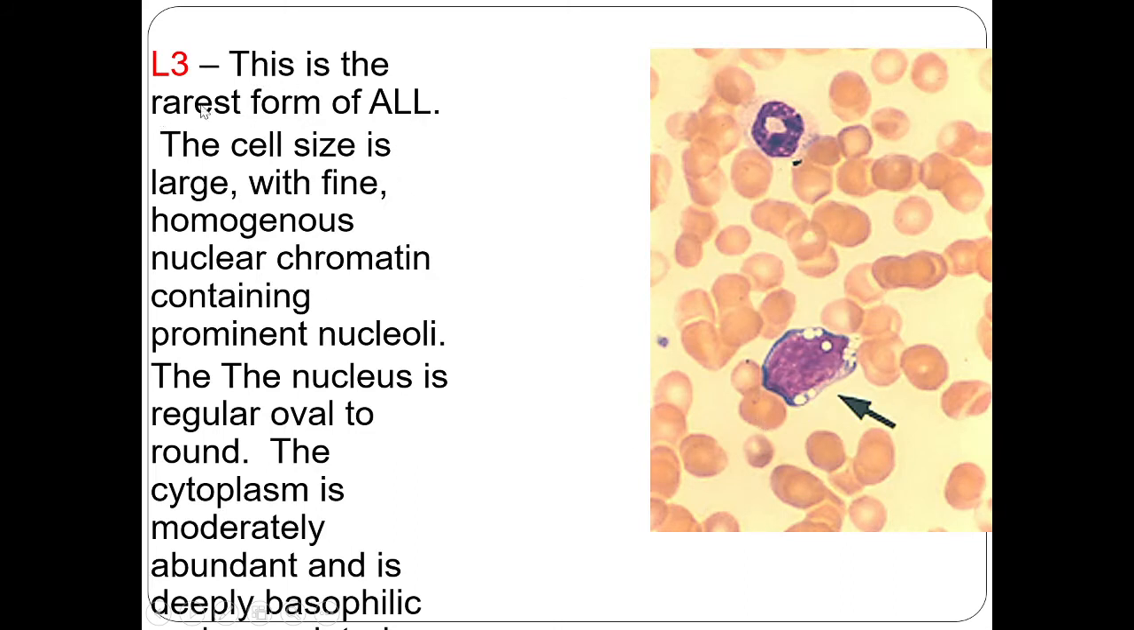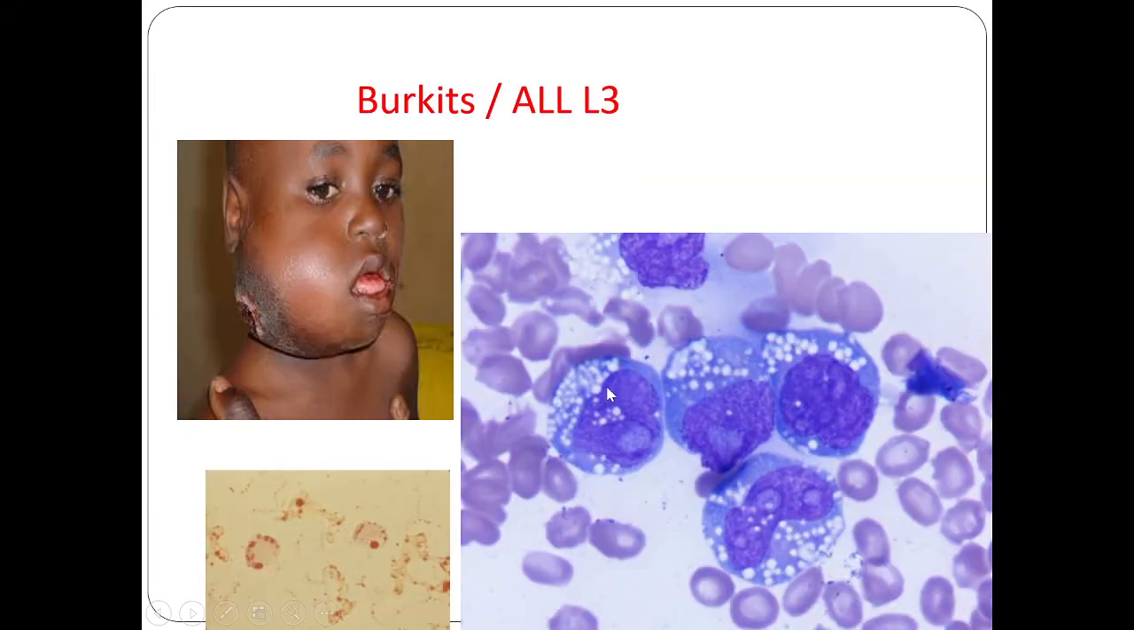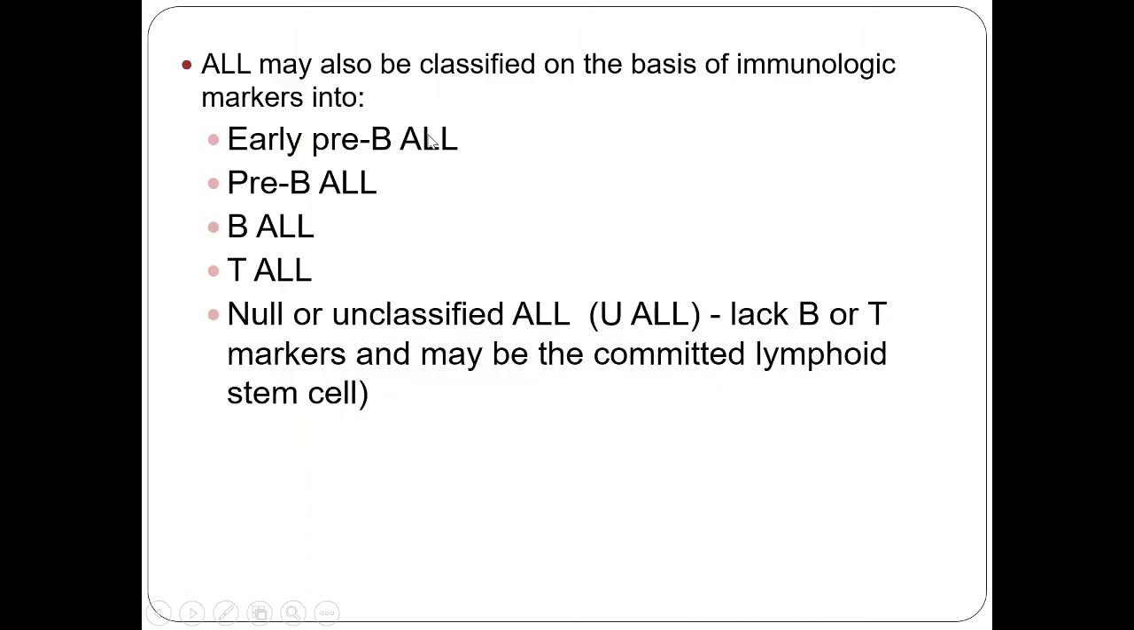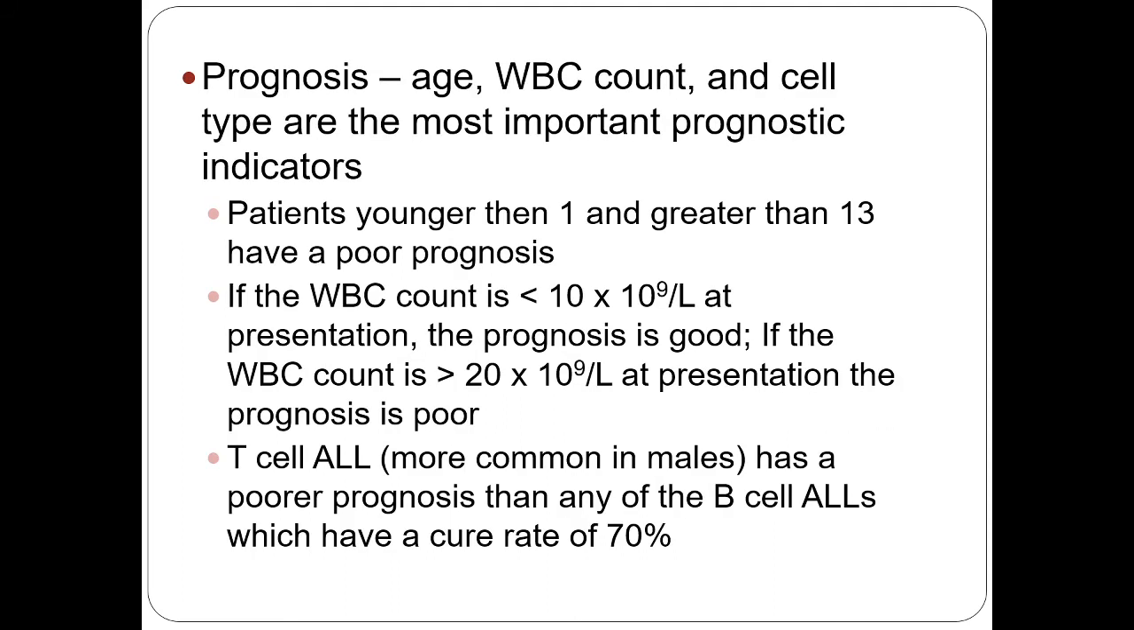L3 is the rarest form of ALL. Cell size is large with fine homogeneous nuclear chromatin containing prominent nucleoli, and the nucleus is a regular oval to round. The cytoplasm is moderately abundant and deeply basophilic and contains vacuoles. This is the L3, having a vacuolated cytoplasm. Cervical lymphadenopathy in ALL. ALL may also be subclassified on the basis of the immunological marker: early pre-B ALL, pre-B ALL, B ALL and T ALL, and the last one is null or unclassified.